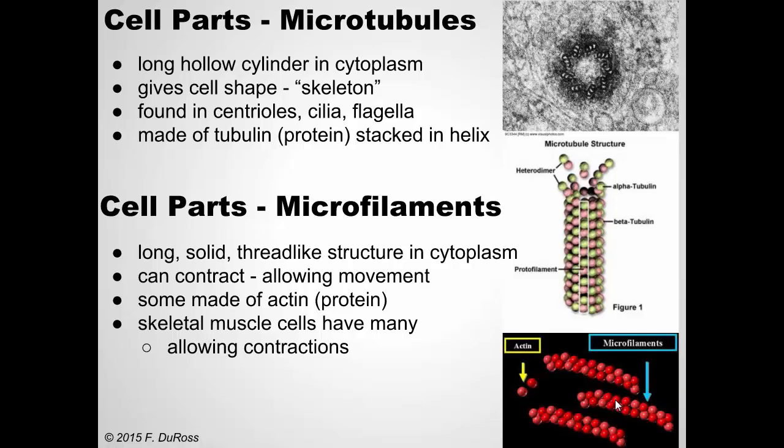And there's also another type of material called microfilaments, which are thinner, thread-like structures. These structures can contract, and they're very important in the movement of muscle tissue. Okay, they're made of material called actin, which can contract and relax. And so there are many microfilaments in skeletal muscle.